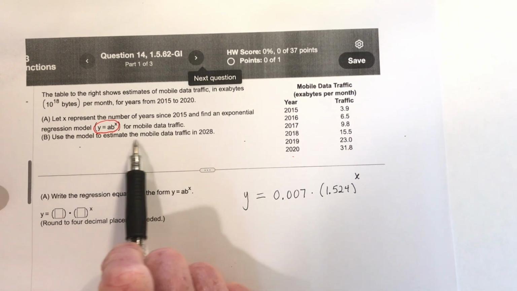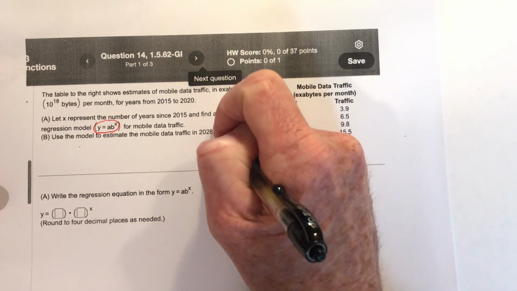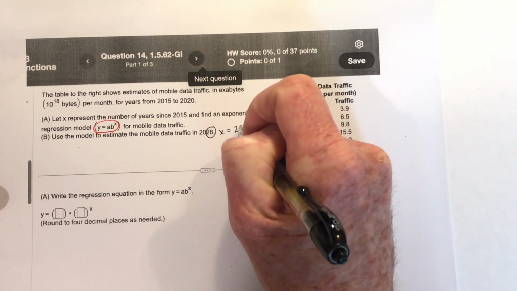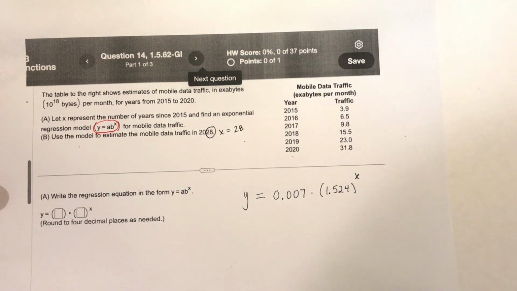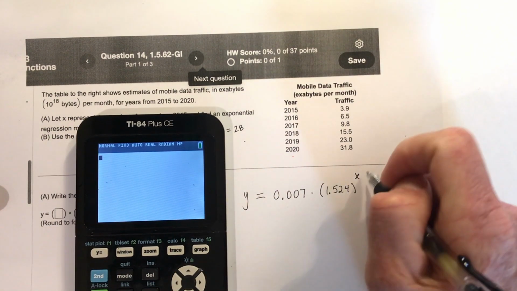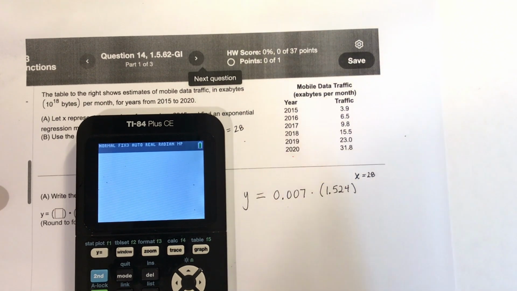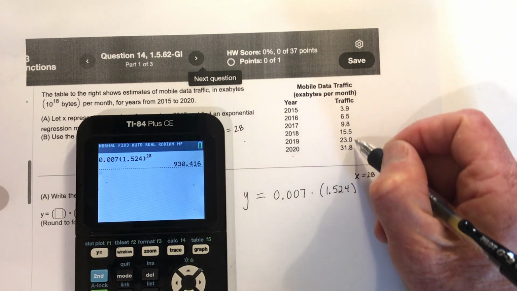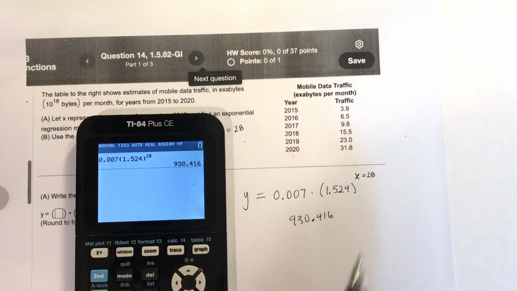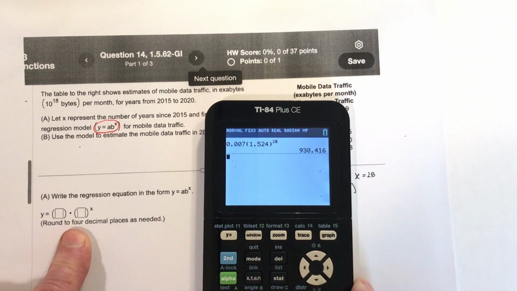And then estimate the mobile traffic in 2028. So because I did not use the 20, then I just need to plug in x equals 28. So then just use this and plug in a 28 right here. So 0.007, and then 1.524 is raised to the 28, and then it would grow exponentially until it's 930.416. And then you do have to watch out for things like this.